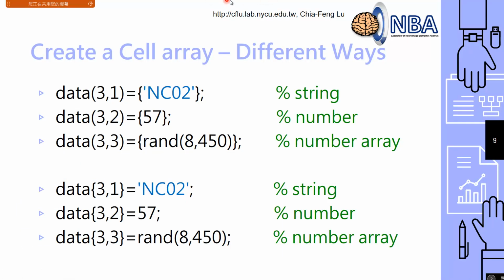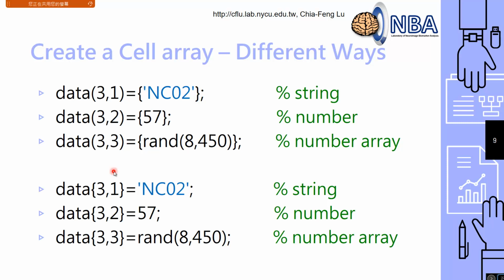Just take a careful look right here. I mentioned that the difference between the upper part and the lower part is that I put the curly brackets on the left-hand side of the equal sign, right? For the lower part, I do this. And you can find out it still works, okay?